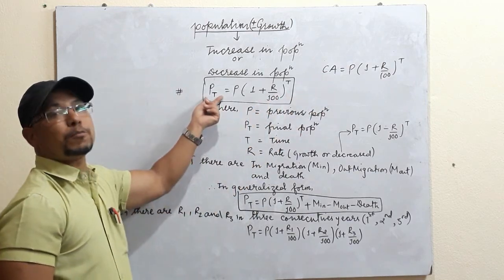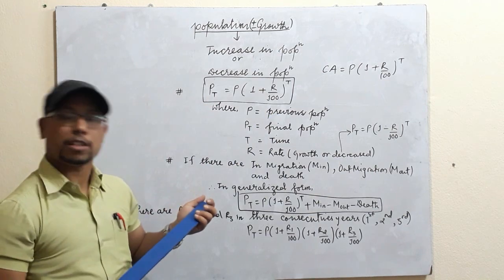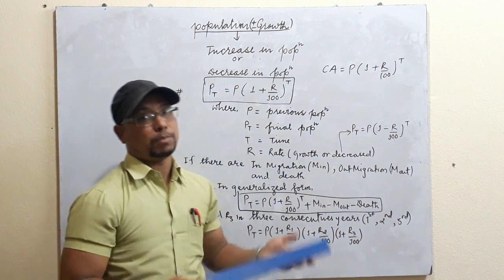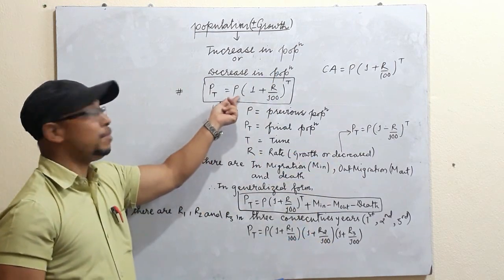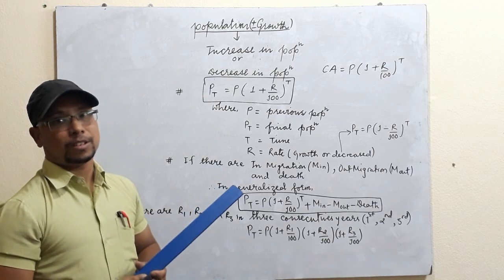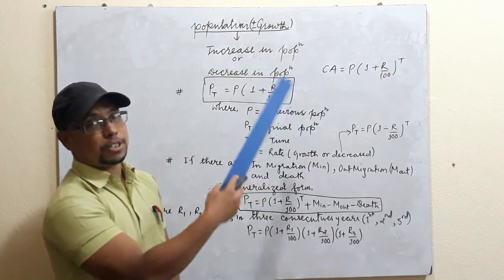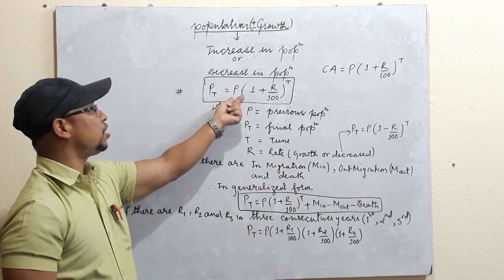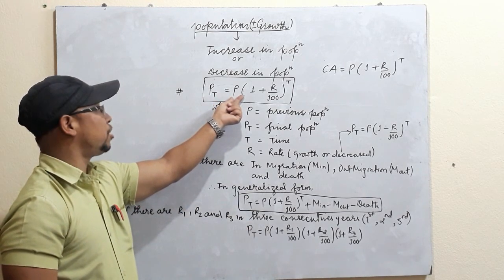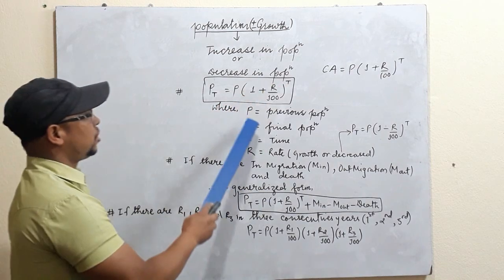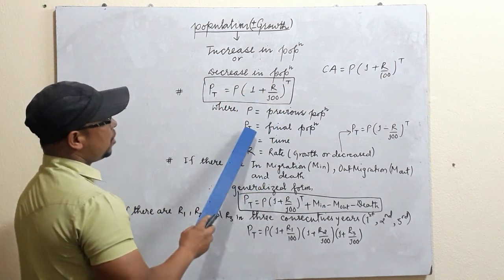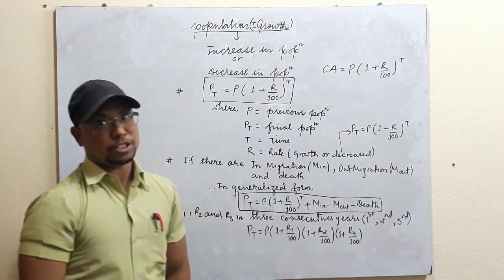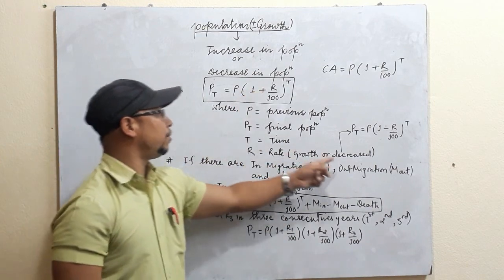So here Pt also means the final population. And P stands for the initial sum, the first principal, and here it means the initial population. R means the same, the rate, and T is also time. So remember, Pt is the final population, P is the previous population, R is the rate and T is the time. And for the rate, there will be growth or there will be a decrease. If there is growth, it is positive. If there is a decrease, it is negative.